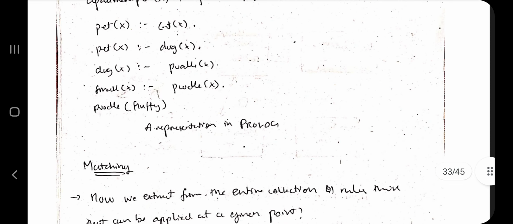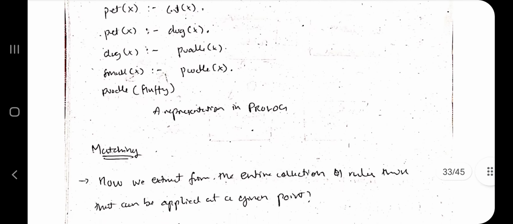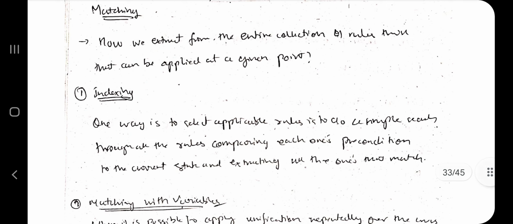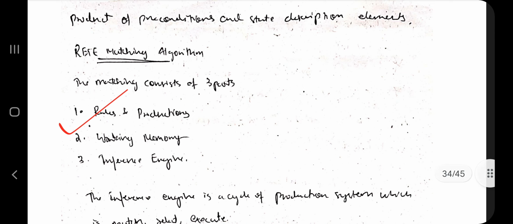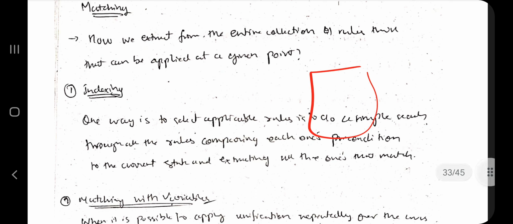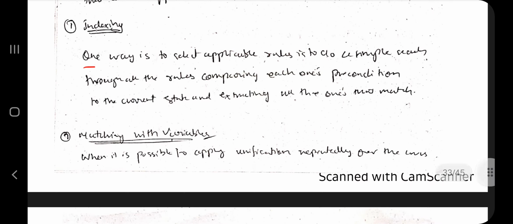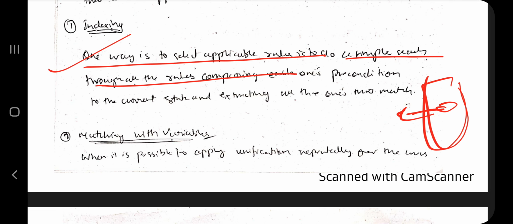So I hope you got a brief overview of how it works, and that's what you need to write. The next point: after that there are some matching rules. That's the next point you need to write. There are two matching approaches: you'll be using indexing, or you'll be using matching with variables. For that there is an algorithm, and that's all you have to write in logic programming. Matching means you need to search and fetch what goes with it accordingly. Indexing means one way to select the applicable rules is to apply a simple search through all the rules, searching all the rules which match. That's the thing you need to write in indexing.